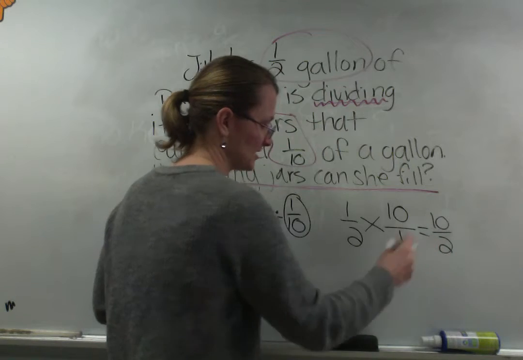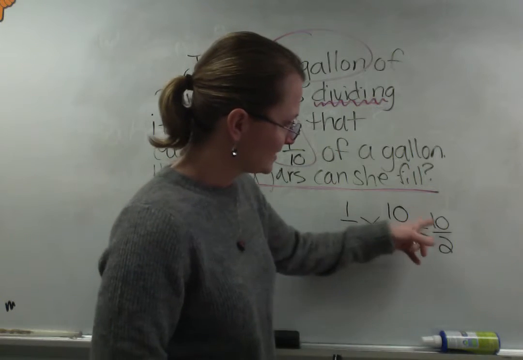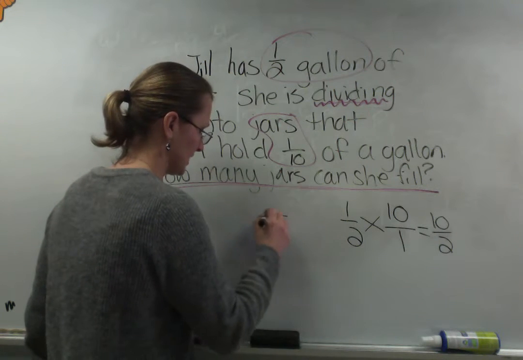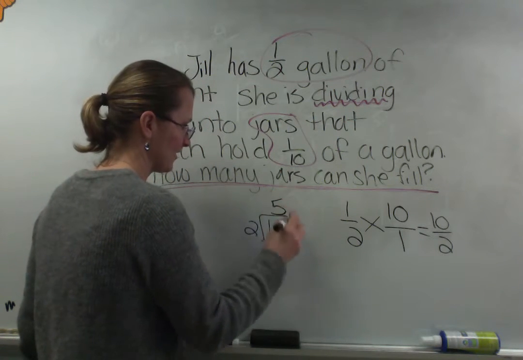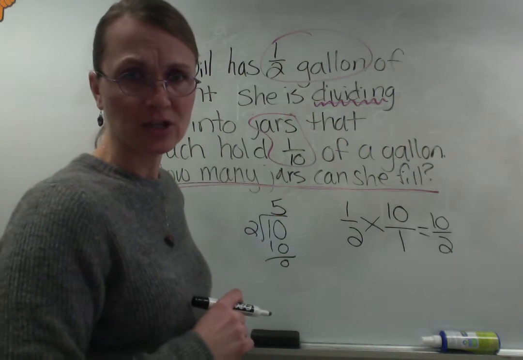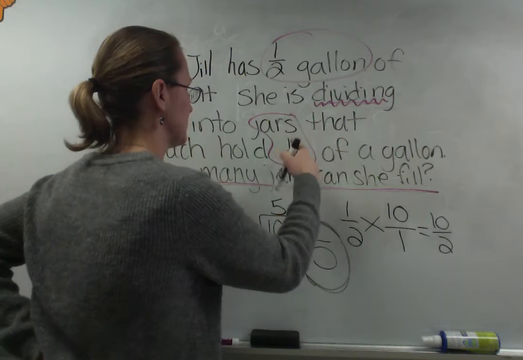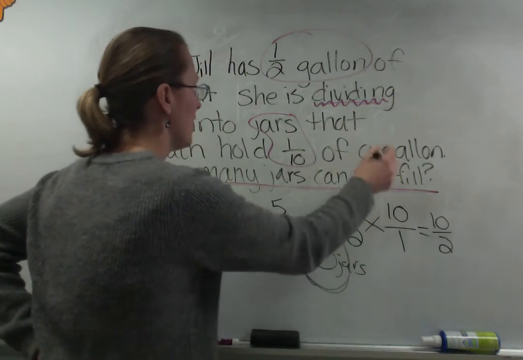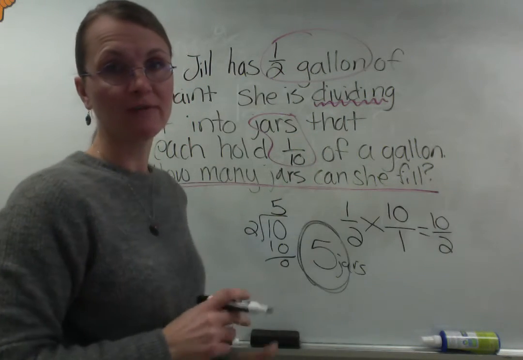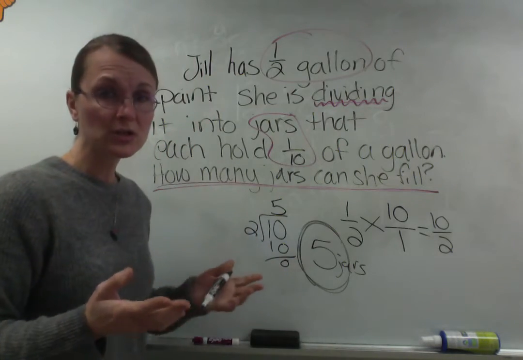Plus, remember that a fraction is a division problem as well. So we've been learning all this, and we're putting all this knowledge together, that 10 halves is the same thing as saying 10 divided by 2. So let's do 10 divided by 2. 2 goes into 10 5 times with no leftovers. So that's kind of nice because I don't know that I can fill a fraction of a jar. So she can fill 5 jars. If she has a half a gallon and puts 1/10 of a gallon in each jar, she's going to be able to fill 5 jars. So we've taken that half a gallon and split it up into tenths. Okay? So that's the basic idea.